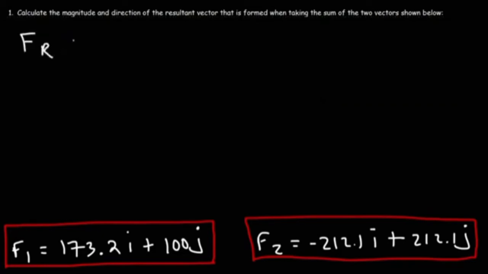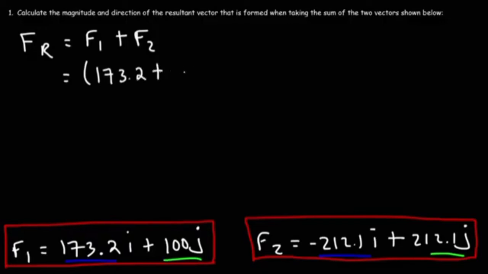So the resultant vector is going to be the sum of F1 and F2. What we're going to do is add the x components together, and add the y components together. So it's going to be 173.2 plus, let's put this in brackets, negative 212.1. And this will give us the x component.